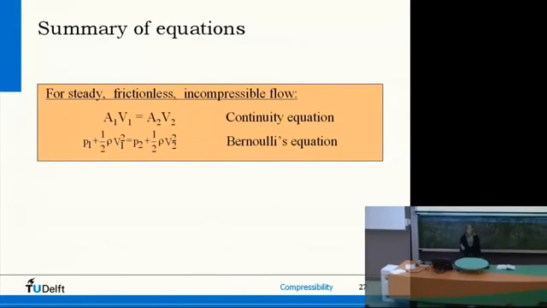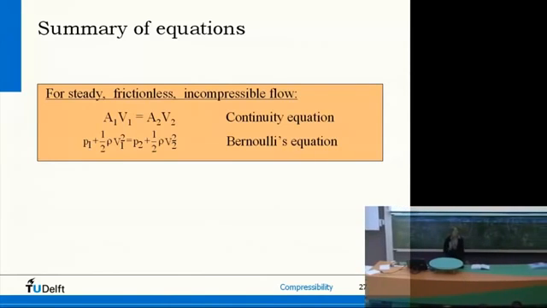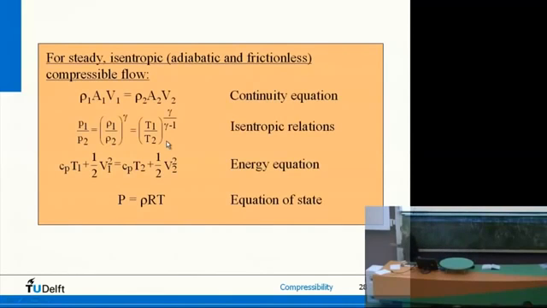So, summary of the equations. For incompressible flows, we don't bother about densities, we bother about pressures and speeds. So 2 equations, 2 unknowns. You might need the equation of state to get to rho, but we have V's and P's. Yes, question? Please, I cannot even hear the question.